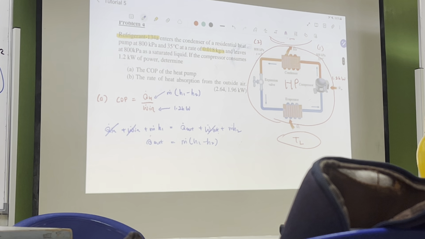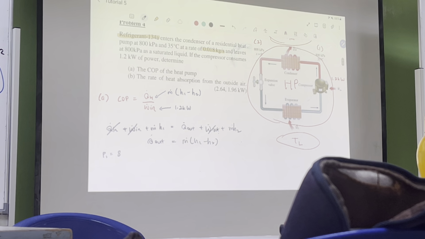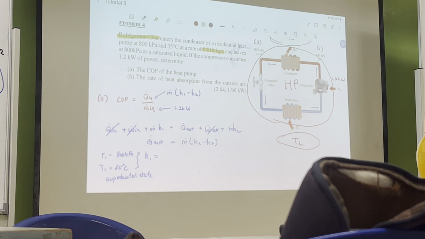So from here things become easier, right? Because you know that P1 is 800 kilopascal. You know T1 is 35 degrees Celsius. This is a superheated state. So from here you can get H1. Then you also know that P2 is 800 kilopascal, saturated liquid. So from here you can get H2.